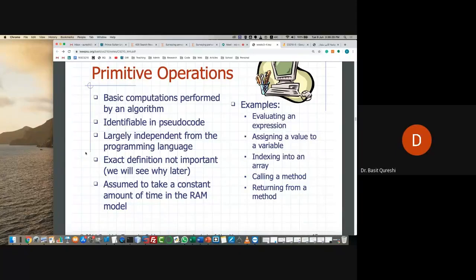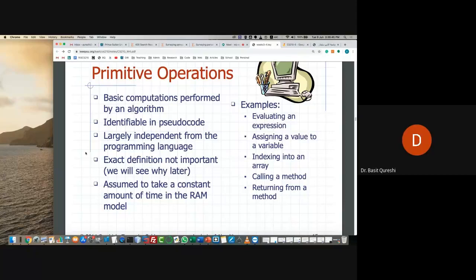Okay, some other examples, assigning a variable. For example, I can say integer x equals 2. Let's say it's going to take 1 second to do this. 1 second is a very small time, or one operation is a very small time.